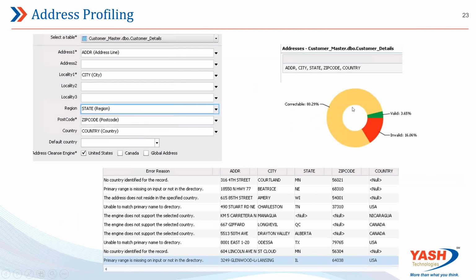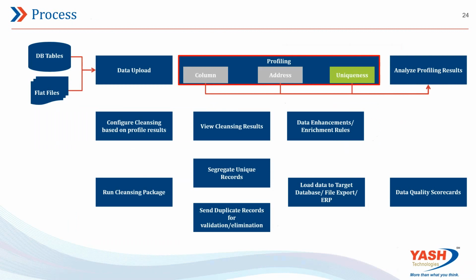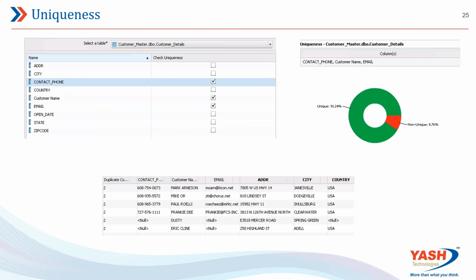Similarly, we look into the address, assign the address fields, and then you can see that a metric is generated, which shows that 80% of the addresses entered can be corrected. There are about 16% invalid records, and 3.65% of records which are really valid. For the invalid records, if we drill down, you can see why the address is invalid. There is no country identified for this record. Range is missing. The specific country is not available, and so on. So the system helps us see what is wrong and helps us fix it.